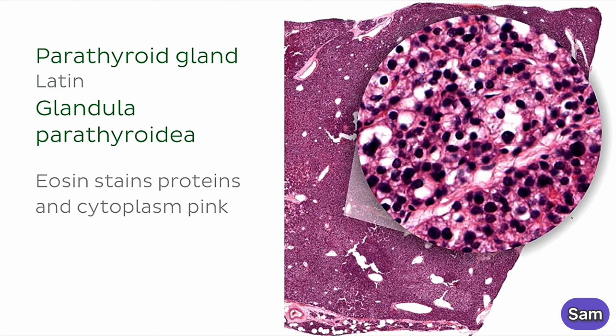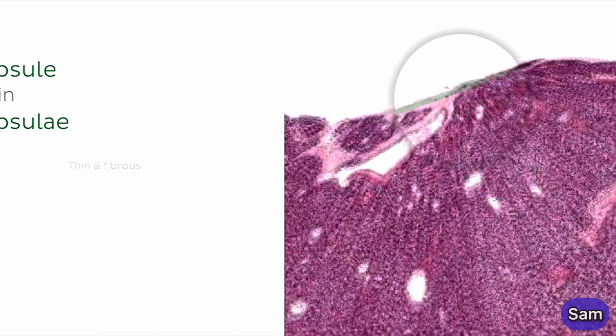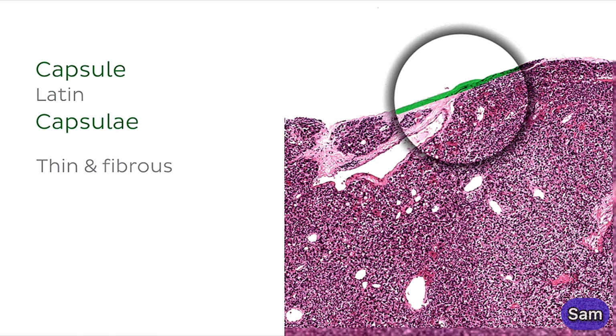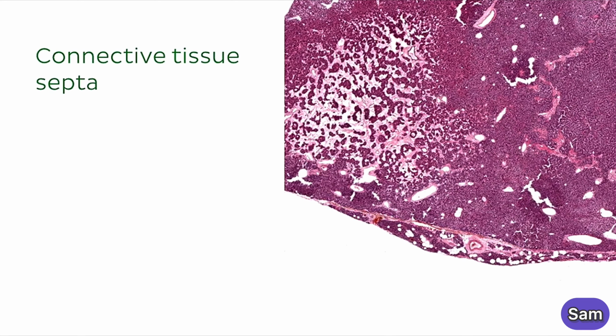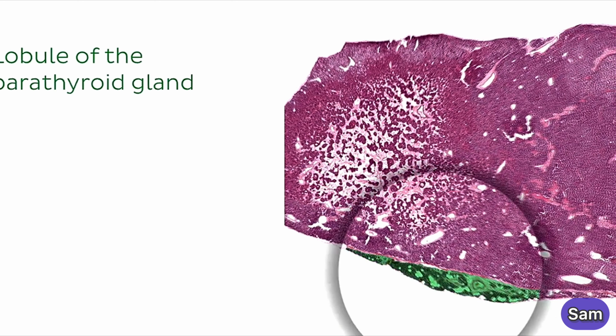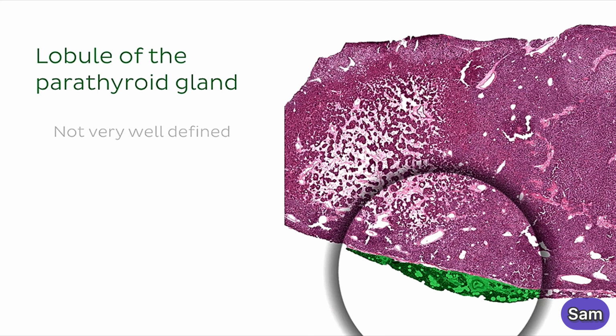Like many organs, the parathyroid gland is surrounded by a thin, fibrous capsule, which separates it from the surrounding tissue of the thyroid gland. Connective tissue septa extend from the capsule into the gland, roughly dividing it into smaller divisions known as lobules. These lobules are not very well defined throughout the parathyroid gland, but serve to separate closely packed cords of cells, which we will see shortly.